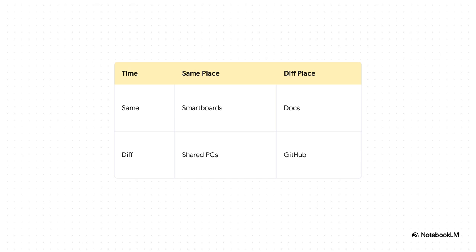You basically evaluate if the collaboration is happening at the same or different time and in the same or different place. For instance, a same time, different place app like Google Docs absolutely needs real-time, live cursors. A different time, different place app like GitHub needs a super robust version history. The context completely dictates the code.